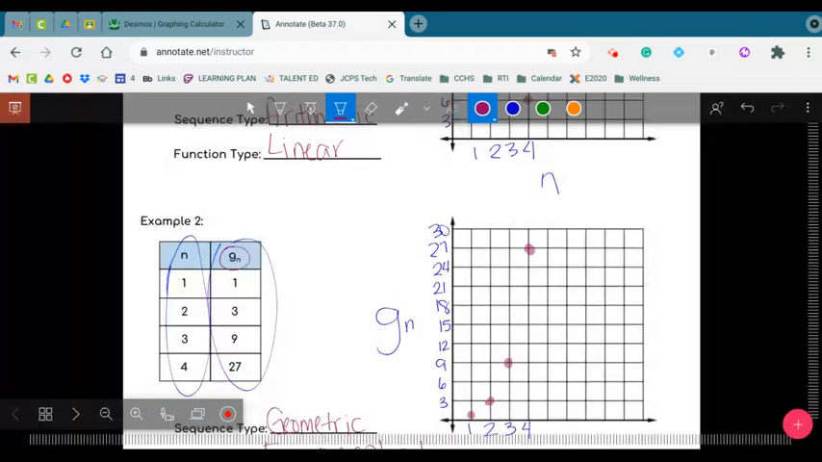And again, we're not going to connect our points because it's just a sequence, and we don't know if it's continuous or not.